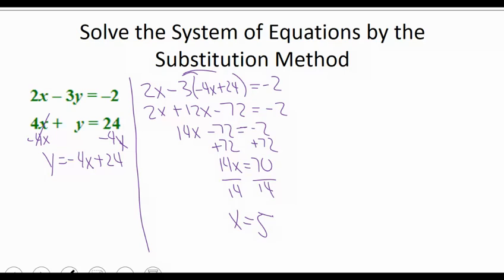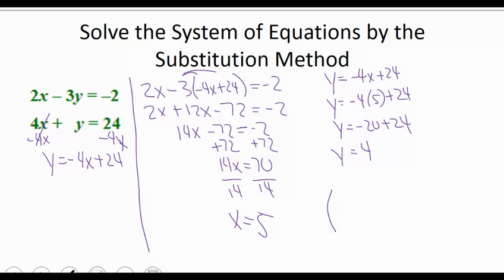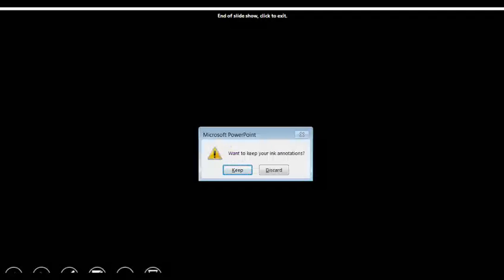I can plug this back into any of the equations. I'm actually going to pick the one I manipulated because it's already y equals, and that's what I'm trying to find. So it was y equals -4x plus 24, but in place of the x, I'm just going to put a 5. And now I'm just going to do that math. That'd be -20 plus 24, which is just 4. So I got my answer as (5, 4), with the x-coordinate being 5 and the y-coordinate being 4. All right, that is it for the substitution method.